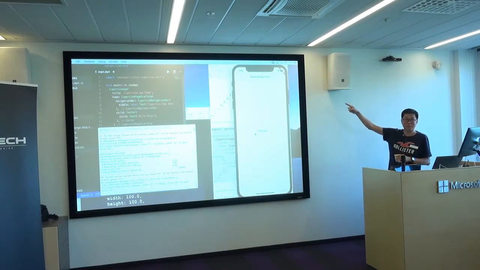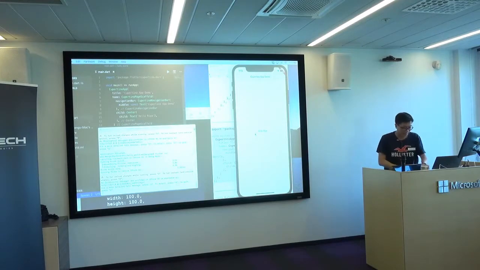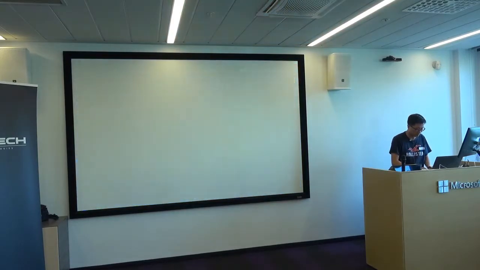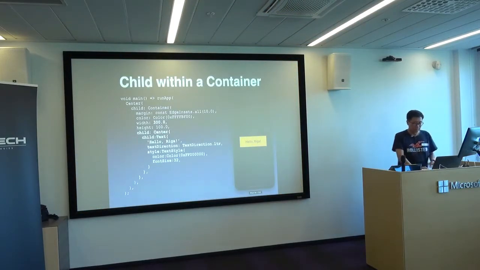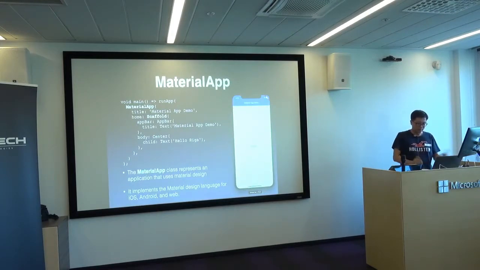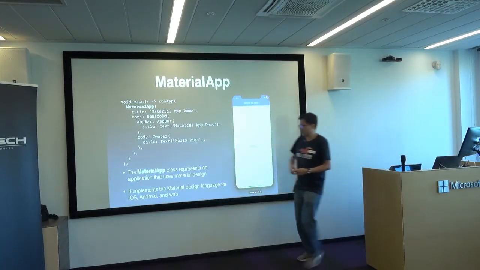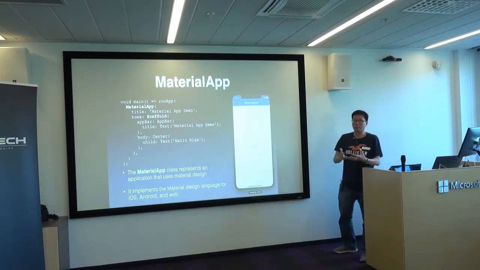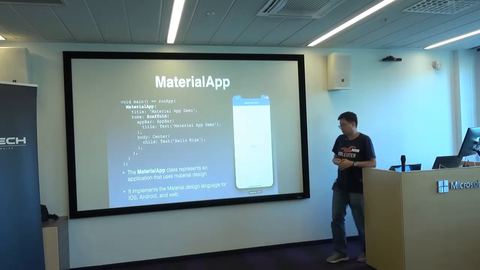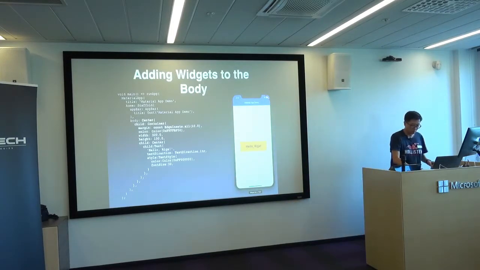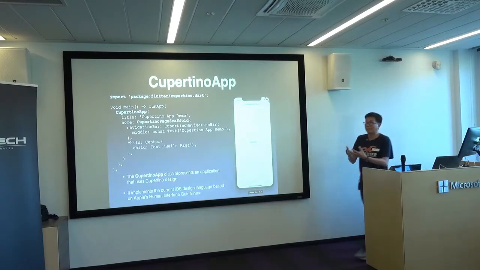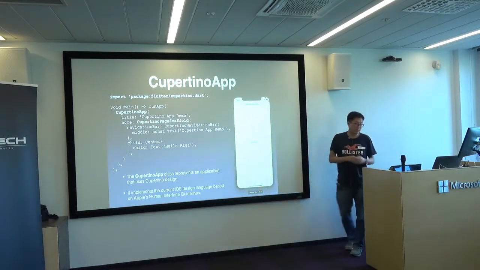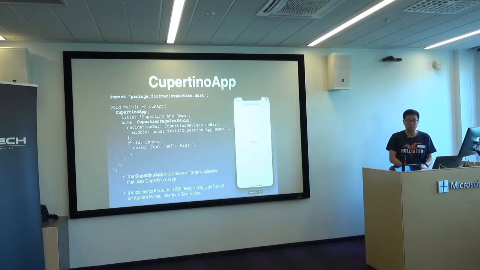Now it looks like an iPhone application. So this is what we have done earlier on. The MaterialApp class represents an application that uses material design. It's not just for Android, it can also be applied to iPhone. If you want the app to look purely like an iPhone application, you can apply the CupertinoApp class. It implements the iOS design language based on Apple's human interface guidelines.